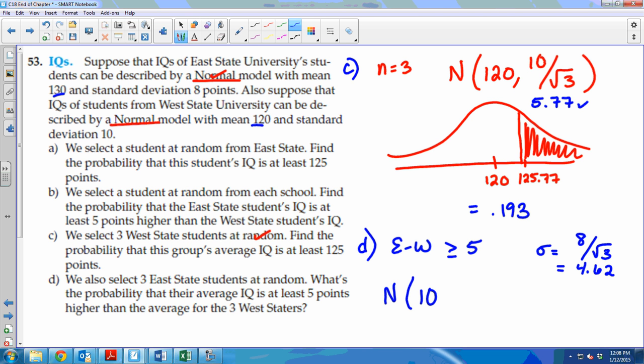I'm doing East minus West, so I'm putting the other two variables together. So what happens with my two standard deviations? Square them, add them, and then take the square root, right? So this is going to be whatever 5.77 squared plus 4.62 squared is. That ends up being 7.39.